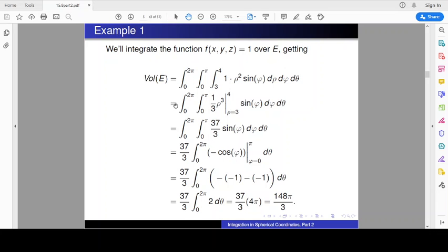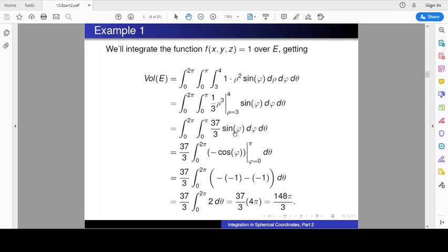So here we go. It looks like the rho integral is just 1/3 rho cubed, and so we'll evaluate that one at 4 and 3 and take the difference, and we get 37 over 3. That's promising. I've seen that on the previous slide, right? And then what we still have left over here is sine of phi, and that's what we'll integrate next.